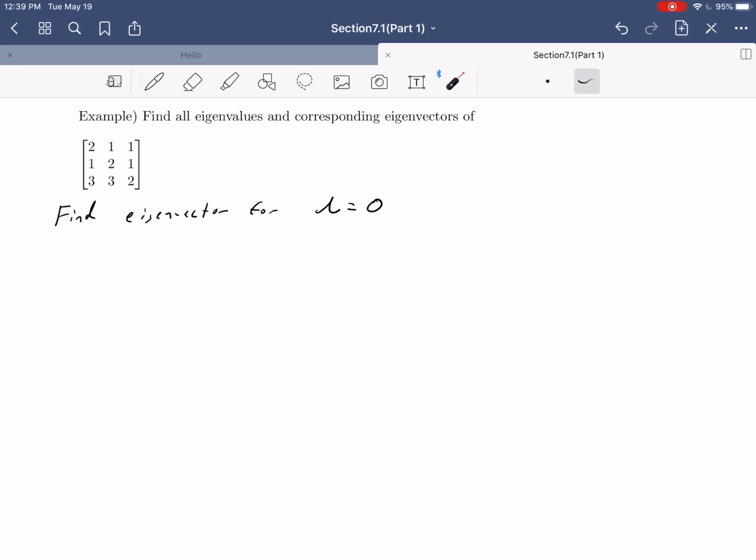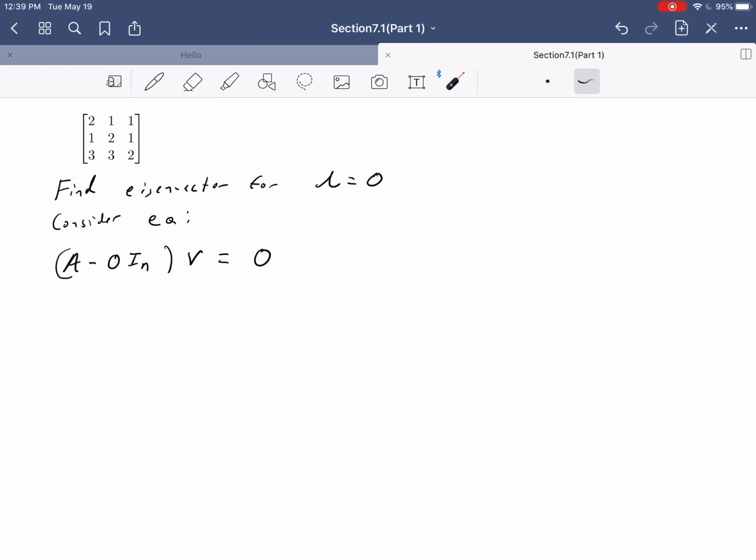So what we need to do is consider the equation (A - 0I)v = 0. If you think about that, that's going to be removing 0 from the diagonal, so not changing anything, and then solving that homogeneous equation. So let's go ahead and do that. We can jump right into what that's going to look like. That's going to be 2, 1, 1, 1, 2, 1, 3, 3, 2, augmented with 0, 0, 0.